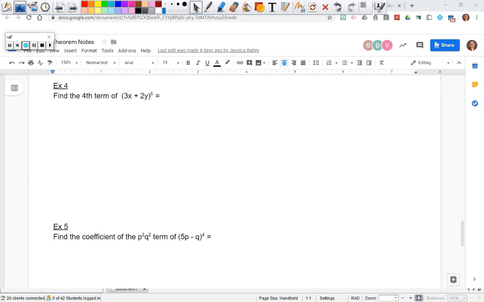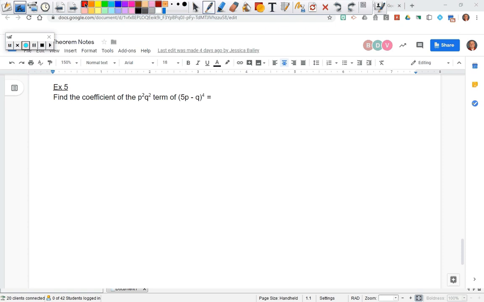Okay, what is example 5? Example 5 to me is as difficult as they will get on the test. But the one that I'm going to show you could possibly be a bonus question. Here we go. So the coefficient, I can't tell you what's on the test.